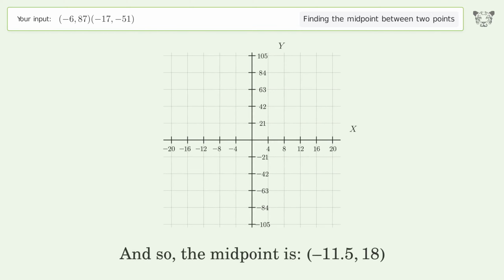And so, the midpoint is negative 11.5, 18.